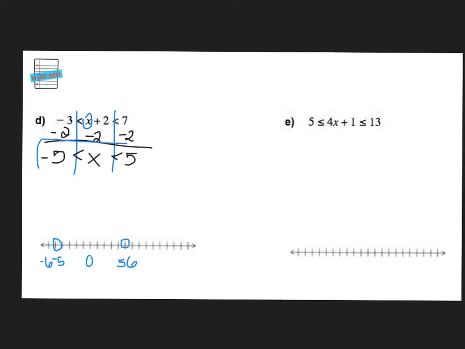And this is an AND situation, so we're connecting all the points between our 2 dots. It has to be greater than negative 5 and less than 5. So all these numbers in between would work for this situation.